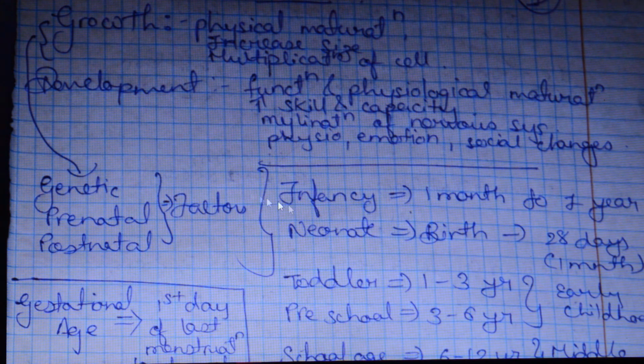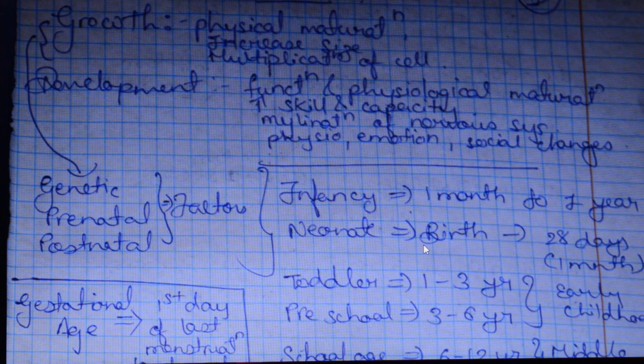The neonatal period is the period from the birth day itself, the delivery day, to the 28th day, approximately 1 month. And from 1 month to 1 year is the infancy period, that is, we call it infant. And after that, 1 to 3 years is the toddler, that is known as early childhood.